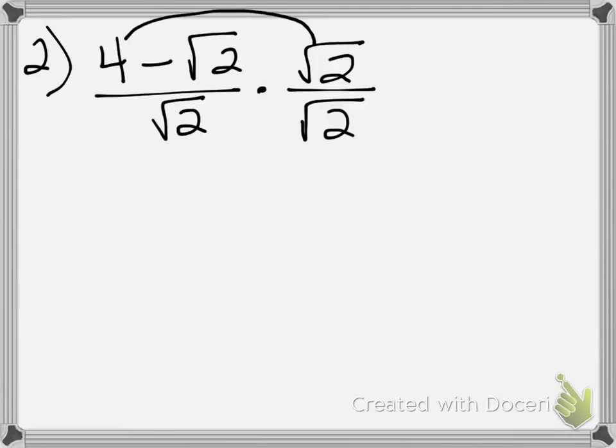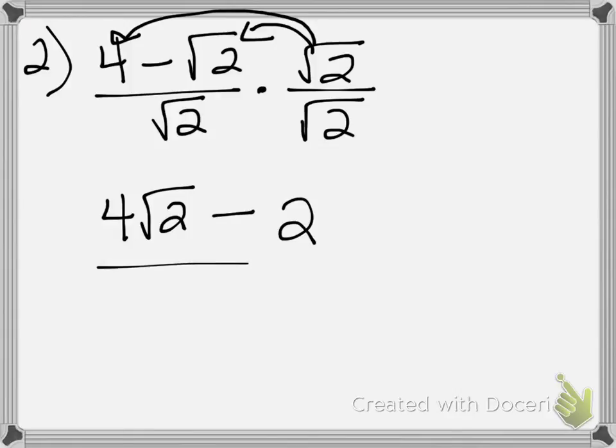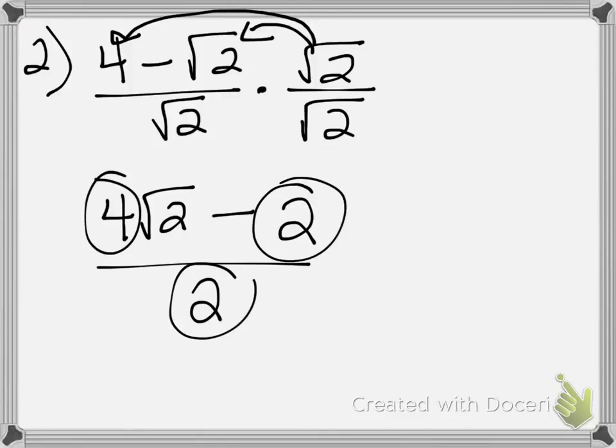I need to now distribute that square root of 2 to both parts of the numerator, I should say. So 4 times square root of 2 is going to be 4 square root of 2, minus square root of 2 times square root of 2 is going to be the square root of 4, which is 2. All over square root of 2 times square root of 2 is 2. We know that. And then I look at these three here, and I ask myself, do they all have something in common that I can reduce by? And they all have a 2 in common. So we can actually divide each of these by 2.